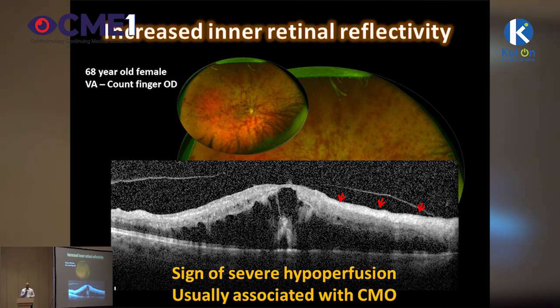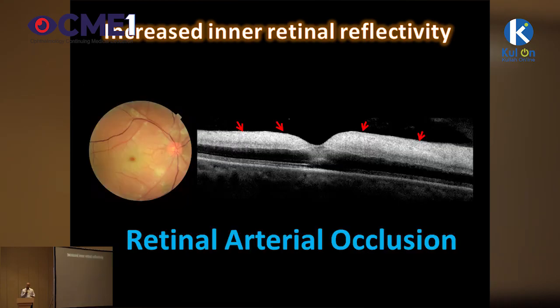And this is the OCT on this particular patient. You can see that there is a lot of edema of the macula. But if you look at the inner retina, where those red arrows are pointing to, there's actually a lot of increased reflectivity. Very different to the PAM lesion I showed you before. And that's very similar to what you might see in a retinal artery occlusion, where you see a lot of increased reflectivity of the inner retina.